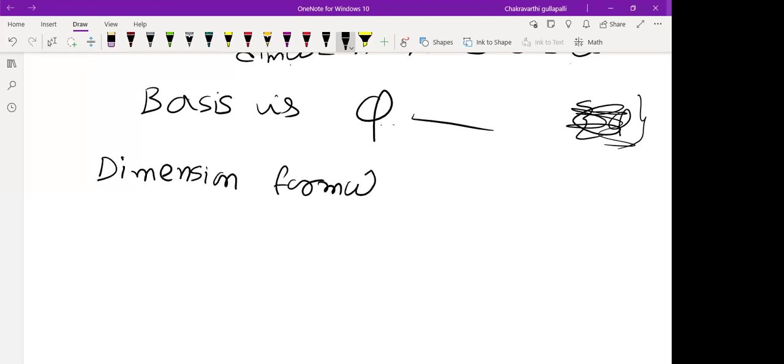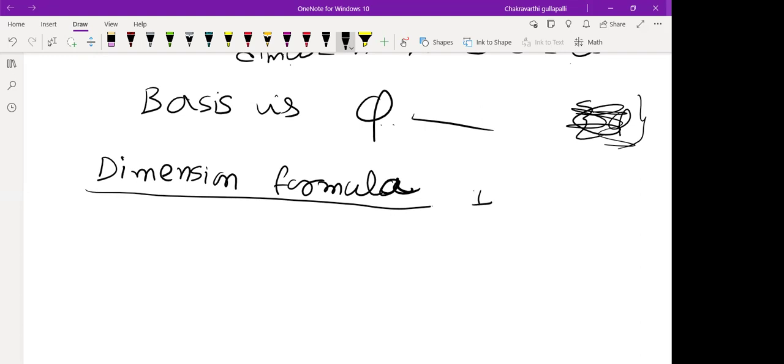Dimension theorem means any two bases contain the same number of vectors. That is called the dimension theorem. There is a difference between dimension theorem and dimension formula. You will be asked to identify this in the exam. If S1 and S2 are bases, then the cardinality of S1 equals the cardinality of S2. That is the dimension theorem.